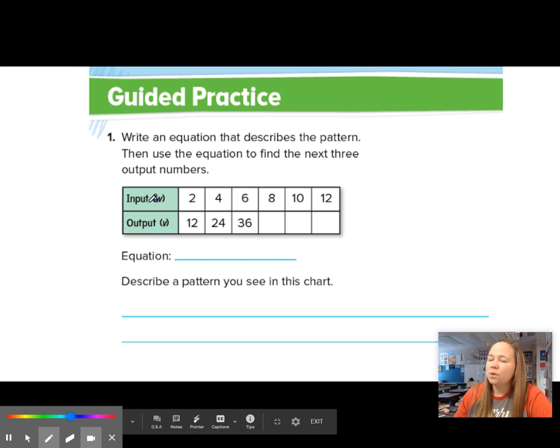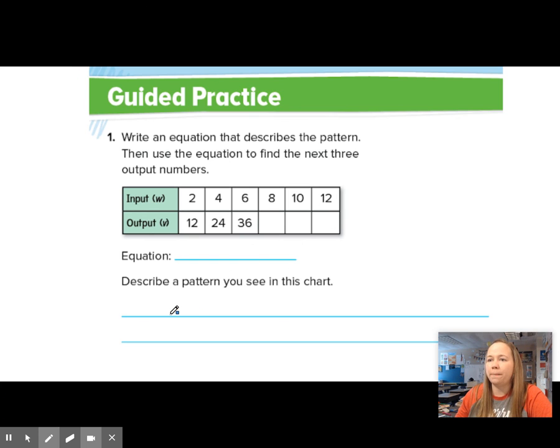All right, here we go. Write an equation and describe the patterns. Oh my goodness. Do you believe this or not? This is the exact same pattern that we've already done twice. So let's see. Our input is W. Our output is V. Well, I don't know if it's going to be multiplication, but I do because we've already done this twice. So 2 times 6, 4 times 6, 6 times 6, so it's times 6 equals V.